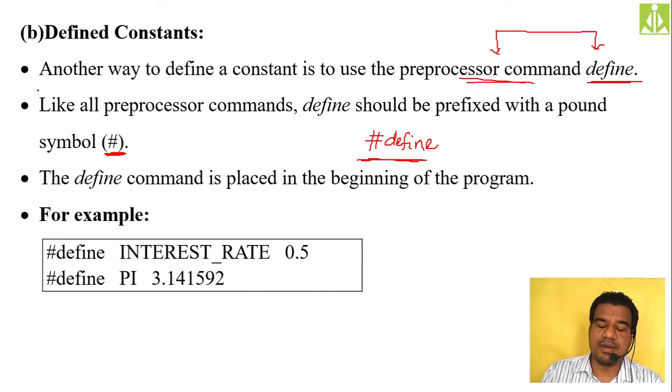The define command is placed at the beginning of the program. Whatever preprocessor commands we are going to have in our program, you must put them at the beginning of the program only. It is not possible to put the preprocessor commands in the middle of the program. Always code these preprocessor commands at the beginning, as the first statements in your program. When we do it, we'll understand.